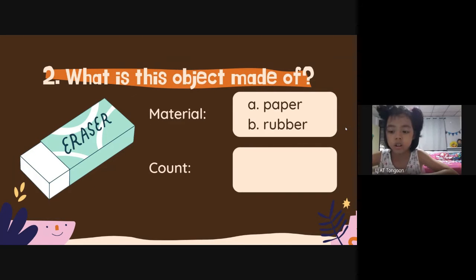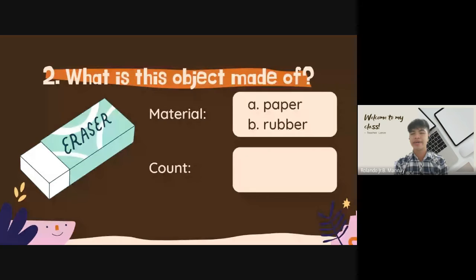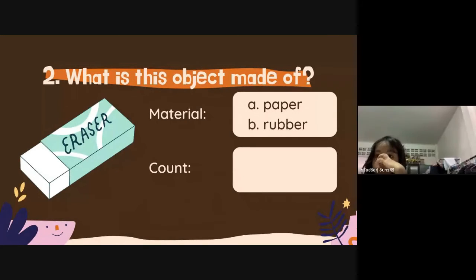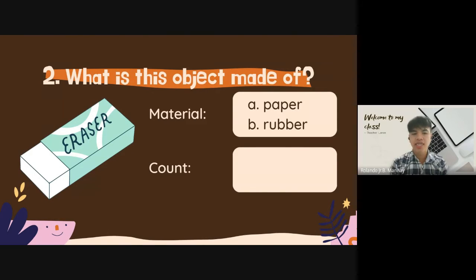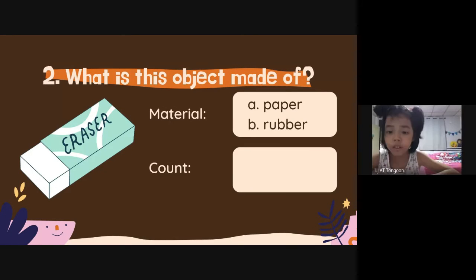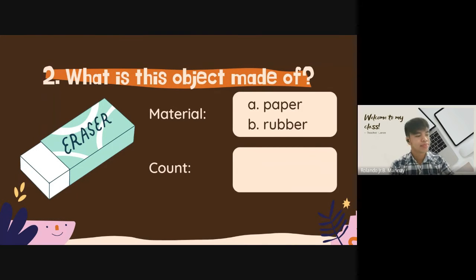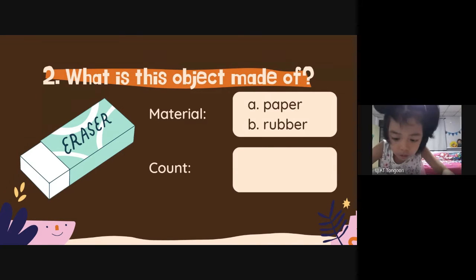Okay. Number 2, you're going to decide. Number 2, eraser. Is it A, paper, B, rubber? What is the eraser made of? A, paper, B, rubber. B, rubber. Okay, and how many materials? 1 or 2? 1. Okay, so we're going to write 1 in here. Okay, write it first.